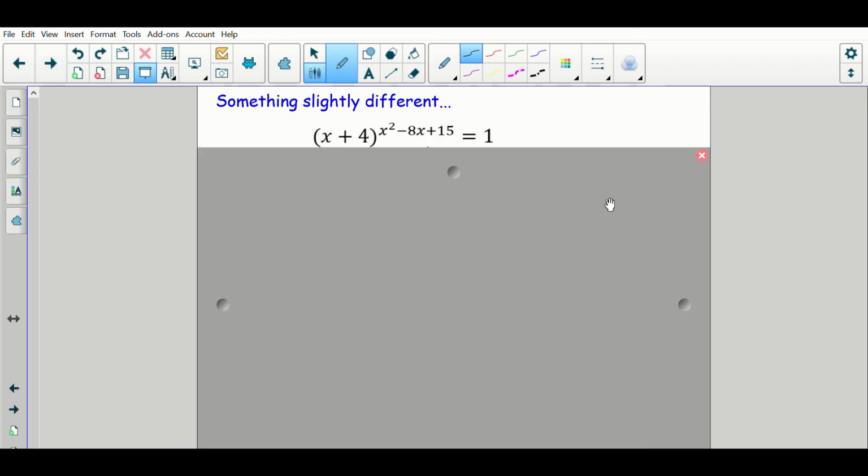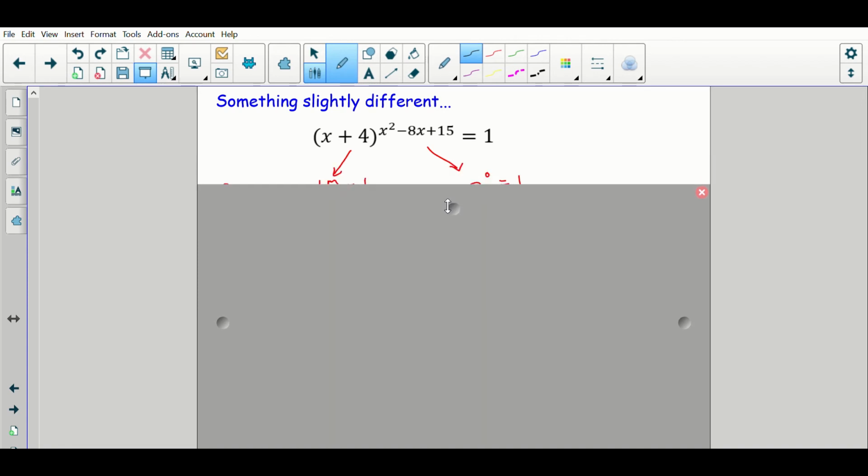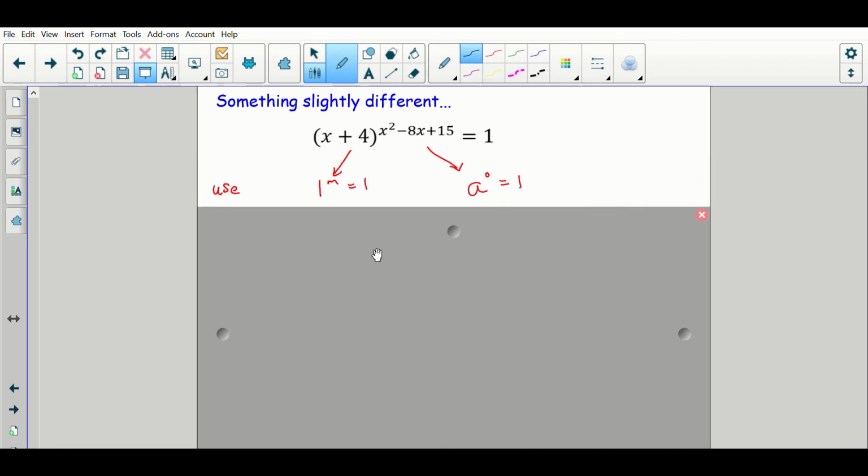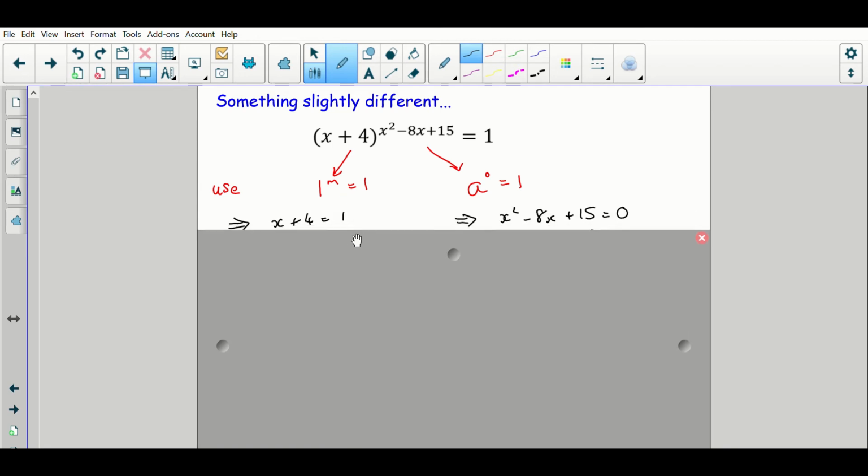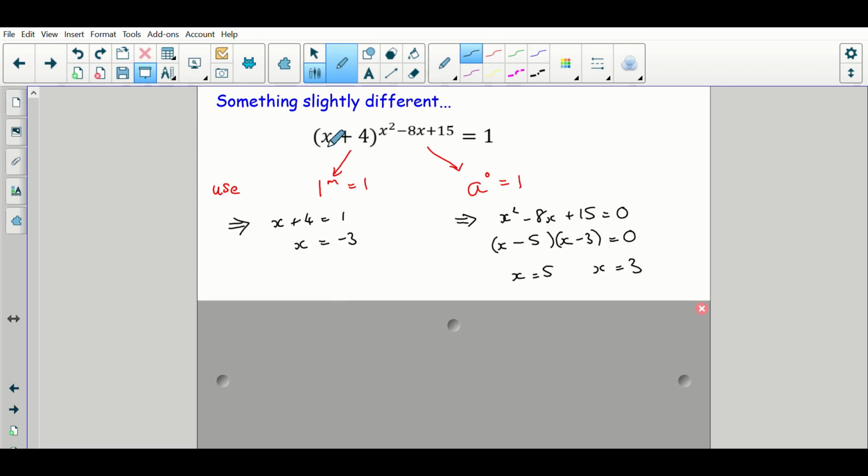Right, here's something slightly different, but there are some of these at the end of the exercise, so I'm just going to show you quickly. For a question like this, we can use the idea that 1 to the power of anything is equal to 1. And also we can use the idea that anything to the power of 0 is equal to 1. So if 1 to the power of anything is equal to 1, that means I can put my x plus 4 equal to 1 and solve to give me x equals minus 3.